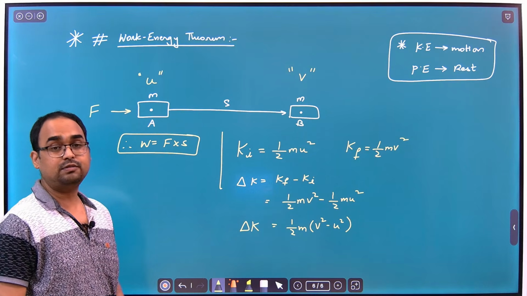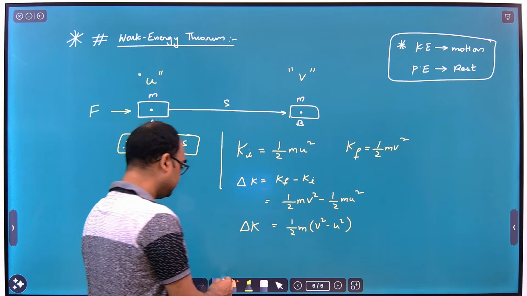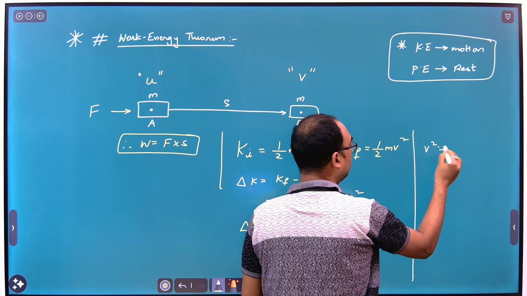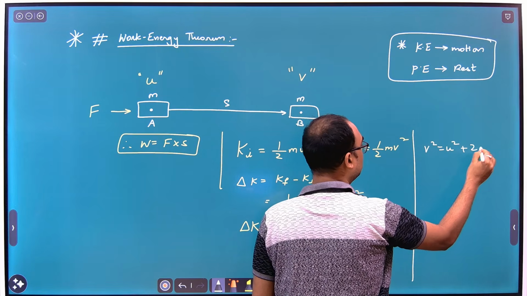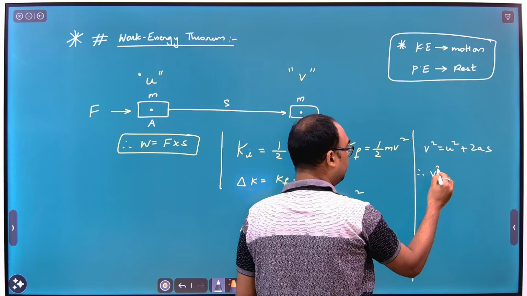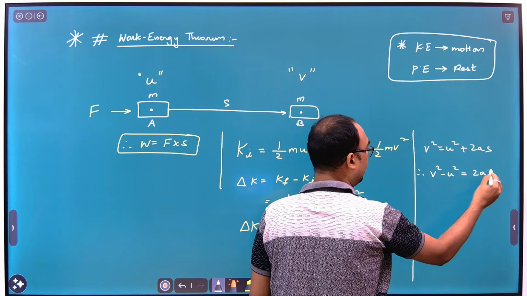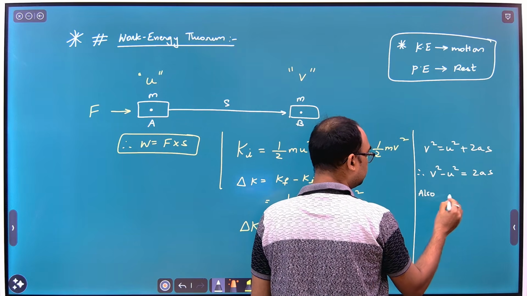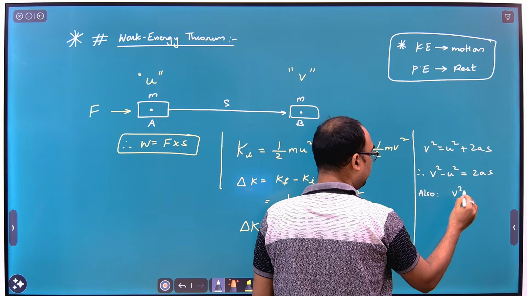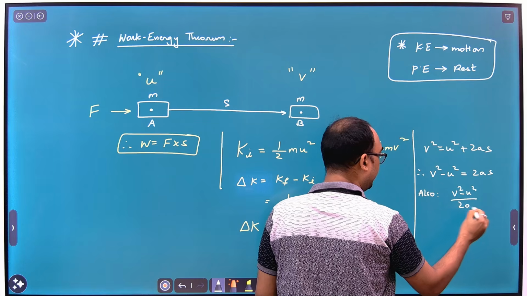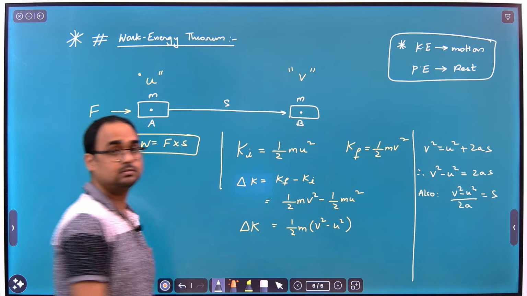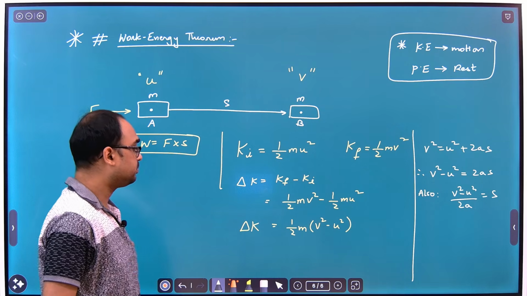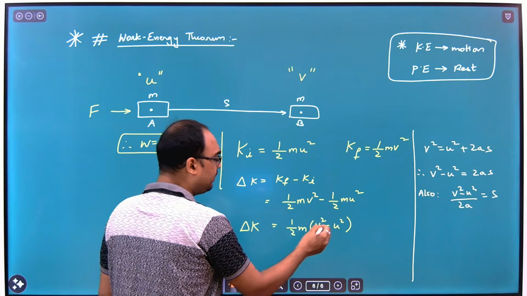Now let's take the help of Newton. What Newton said is v square equals u square plus 2as. Therefore, v square minus u square equals 2as, right? Also, v square minus u square by 2a equals s. That is what you were getting, right? But in this place, we need v square minus u square.